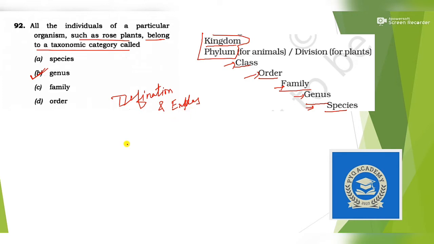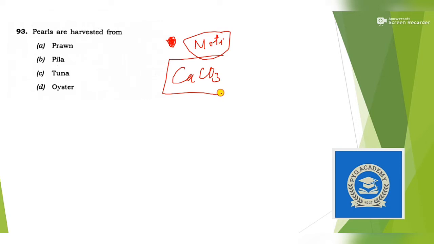Next: pearl is harvested from. Pearl, that stone which in Hindi we call moti, is nothing but CaCO3, calcium carbonate. So let's eliminate the options. Prawn and tuna are examples of fish, and from fish you cannot get this calcium carbonate. Now we are left with pila and oyster.